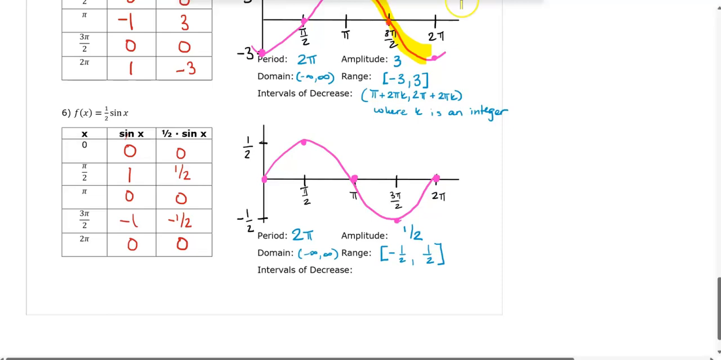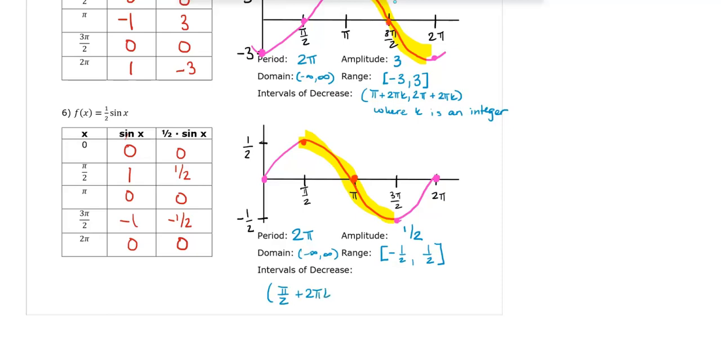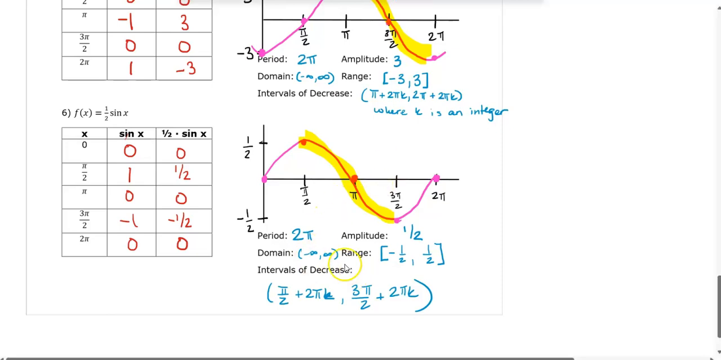Intervals of decrease. So again, I'm going to look at my graph right here. Where is my graph decreasing? Where, if I placed a ball on my graph, where would it roll downhill to the right? Well, that would be right here. So that would be from pi over 2 to 3 pi over 2. So my interval of decrease would be from pi over 2 plus 2 pi k to 3 pi over 2 plus 2 pi k. Okay, so that gets you through all of this.